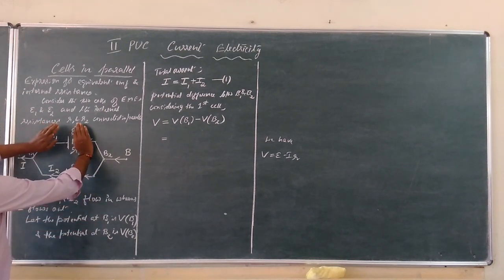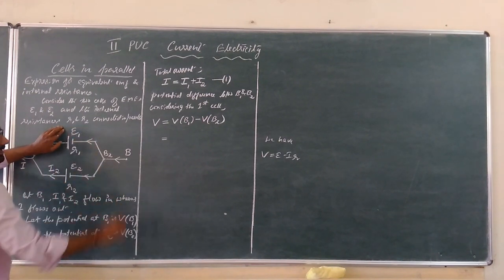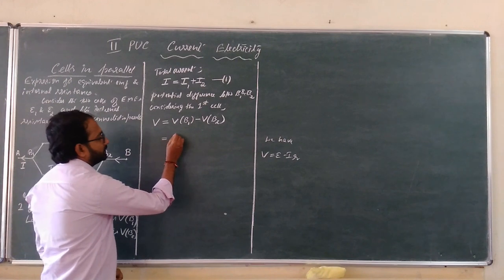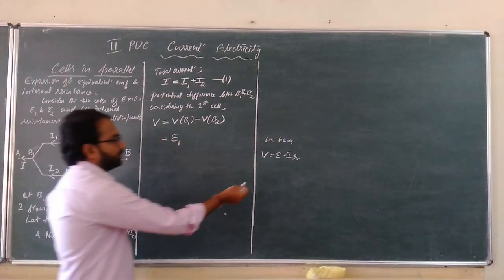So we have to keep this open. If you open it, this is the positive electrode, this is at higher potential, this is the negative electrode, that is at lower potential. What is the potential difference from here to here? That is plus E1. Okay, so therefore E1.